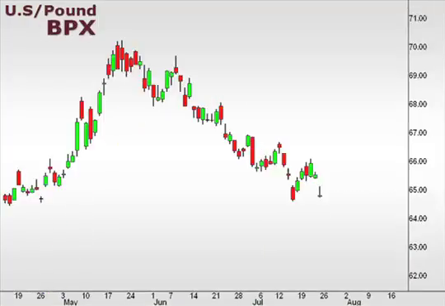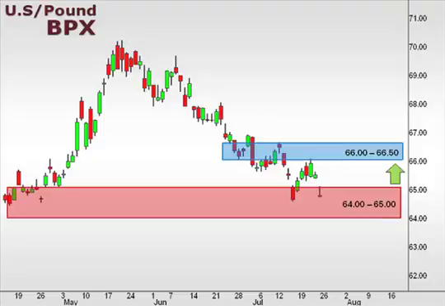The BPX, the US versus the British pound, continues to trend lower, retesting 64.65 as support. Now, a bounce is likely to meet with resistance at 66. A break above this level opens the window for a more significant retracement higher. A break below 64 opens the window for another leg lower.